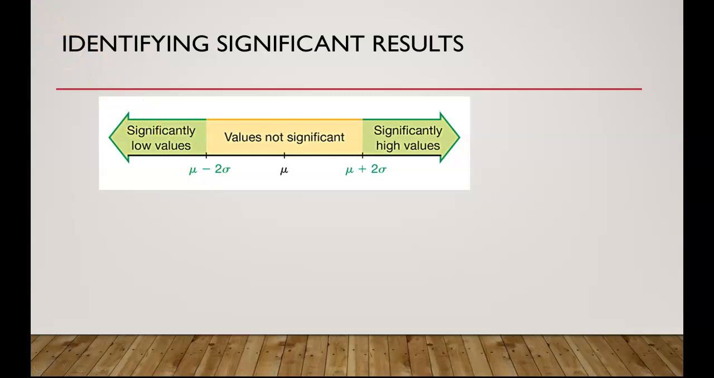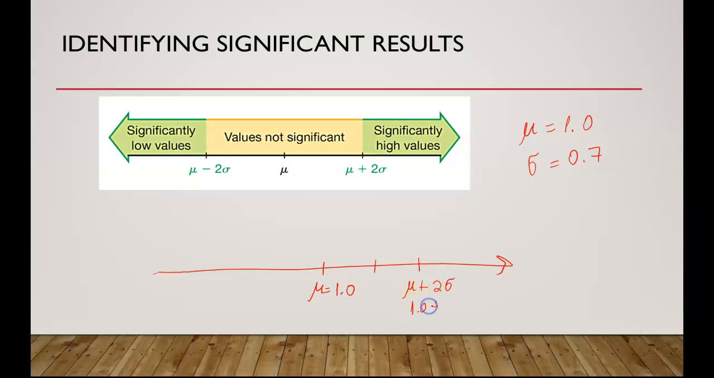In our example with 2 coin tosses, the mean was equal to 1.0 and the standard deviation 0.7. Let's find significant values. Significant high values will be 2 standard deviations from the mean. So it will be mean plus 2 times standard deviation. Mean is equal to 1 plus 2 times 0.7, 1 plus 1.4, 2.4. So any value that is higher than 2.4 will be considered significant high.